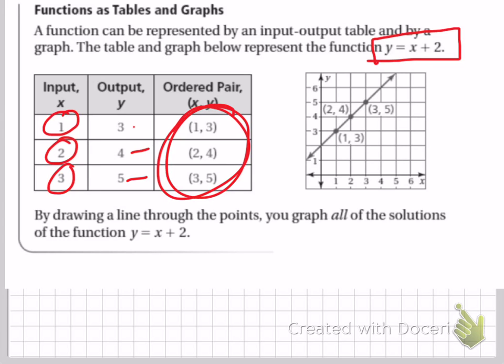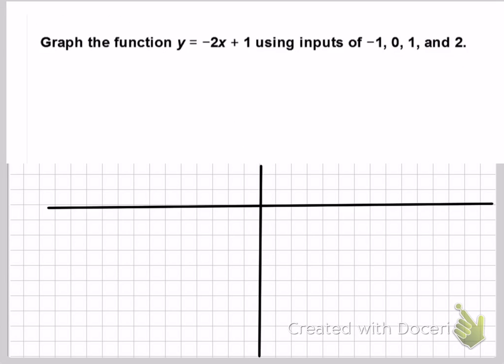The second way we can graph y equals x plus 2, think of slope-intercept form. So we start at 2 on the y-intercept, and then we go up 1, right 1, up 1, right 1, and we have the same line. So it's two different ways that you can graph these functions.